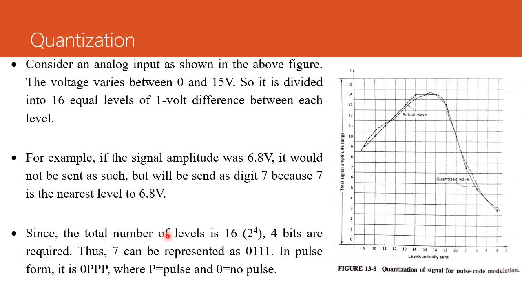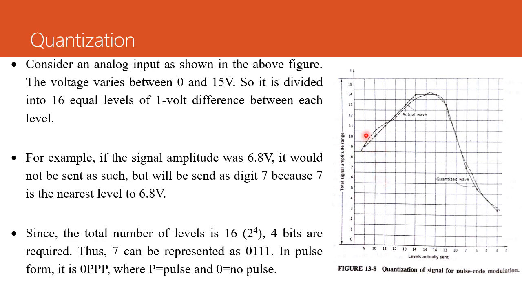Since the voltage varies between 0 to 15 and we divided it into 16 levels, the quantization level L is equal to 16. If L is equal to 16, then L is equal to 2 raised to n, so n is equal to 4, that is 4 bits are required. Thus 7 can be represented as 0, 1, 1, 1. In pulse form, it is 0 P P P, where P is equal to pulse and 0 means no pulse.